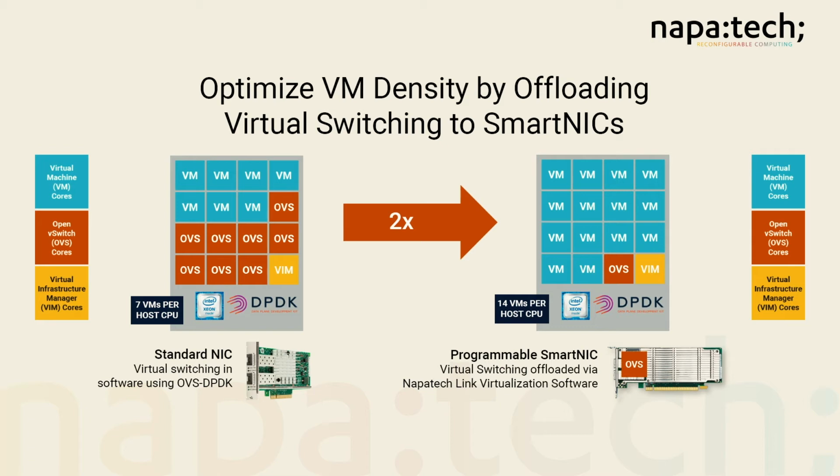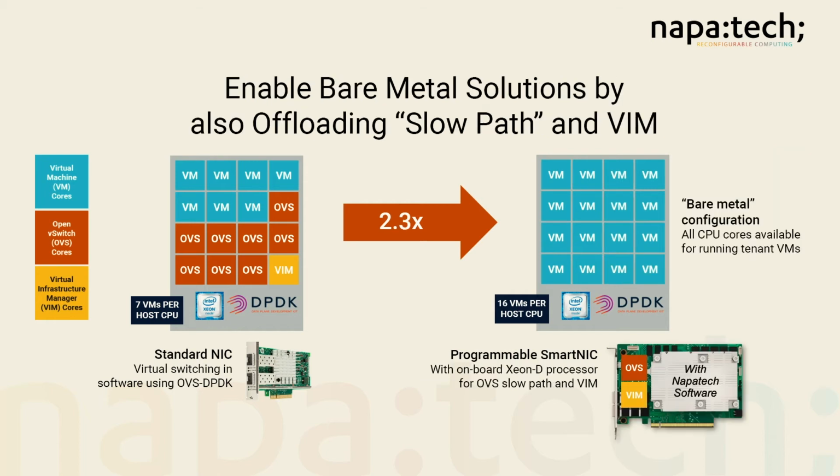On the right, we can see the benefits of offloading the OVS fastpath processing to a programmable SmartNIC running Napatech's Link virtualization software. Only a single core is now required to run the OVS slow path. And with one core again dedicated to the VIM, this leaves 14 cores available for VMs. And so the VM density has doubled.